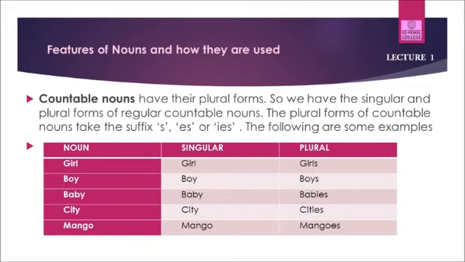For example, we have girl, which is singular, and then girls becomes the plural. We have boy, singular, boys becomes the plural. We have table, tables.